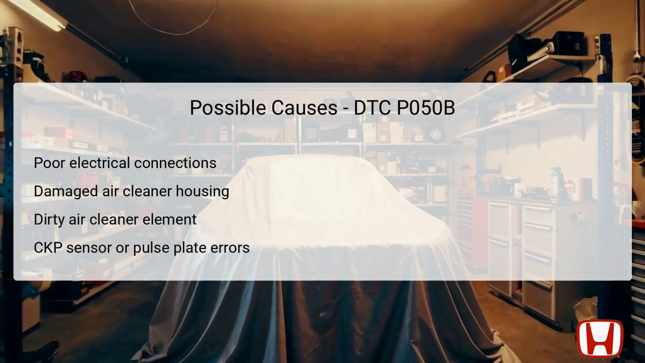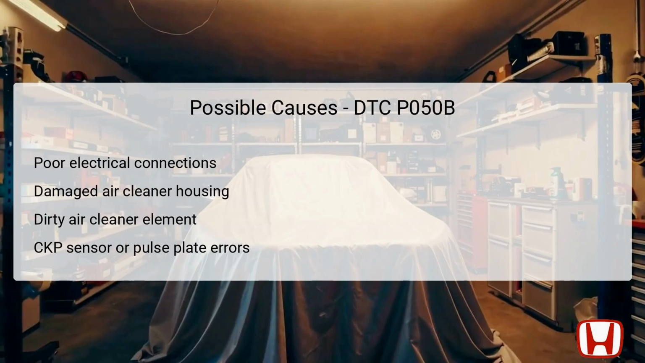Several factors may lead to the appearance of DTC P050B. First, poor electrical connections can disrupt the signals necessary for optimal operation of the ignition timing system. This could also include issues related to worn or damaged wiring harnesses.